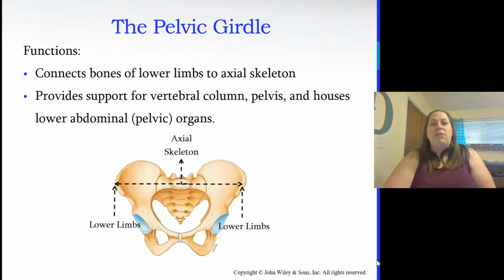Now, with the pelvic girdle, as we move on, we're going to see that the pelvic girdle moving down to the lower extremity is going to connect the bones of the lower limbs to your axial skeleton, and it provides support also for your vertebral column, pelvis, and it houses a lot of times the lower abdominal pelvic organs. So it helps give some protection because of those large crests that we see here.